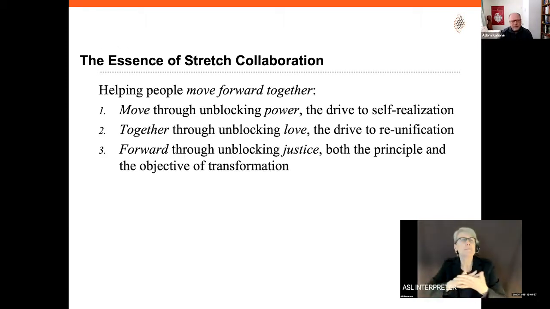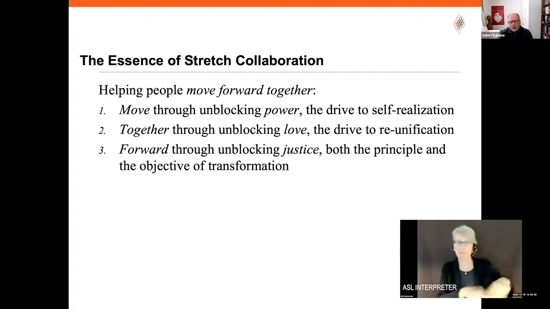If you can't get people to do things, I think what this is really about is removing the obstacles to them doing so. And that means three things. It means unblocking power, which I define as the drive to self-realization. And I think, at least from my outside perspective, that a lot of the work of the disability movement is unblocking power, the drive of every person to live, to realize themselves, to be whole, to grow, to be human, without anybody kneeling on their neck or locking them up.